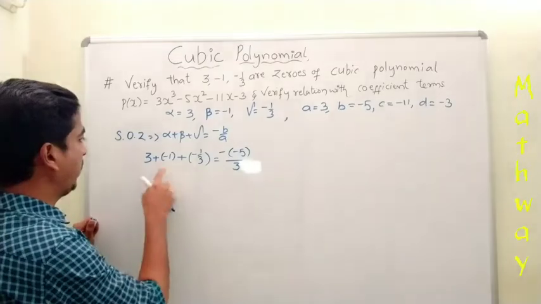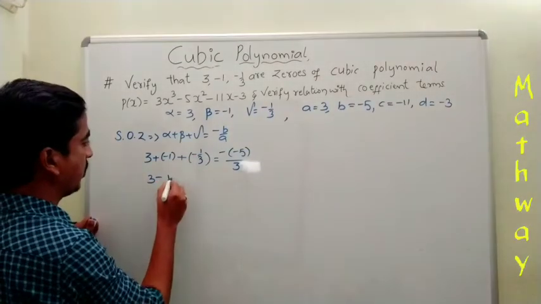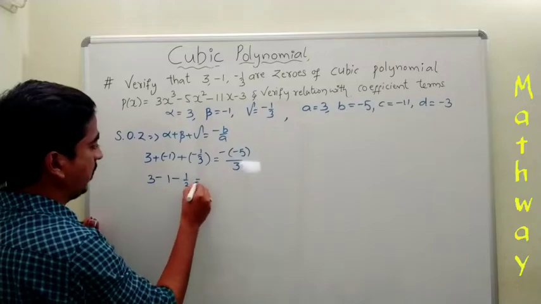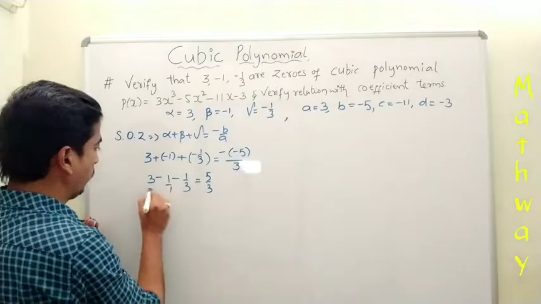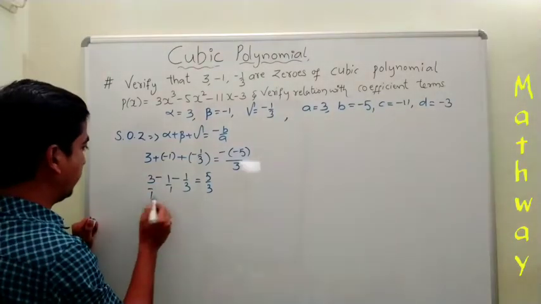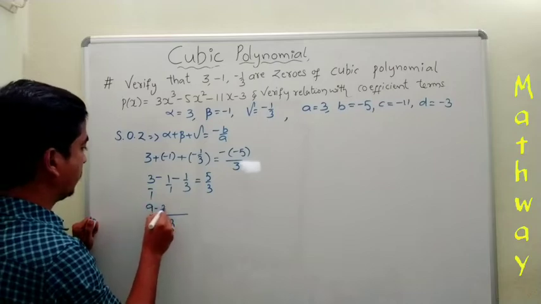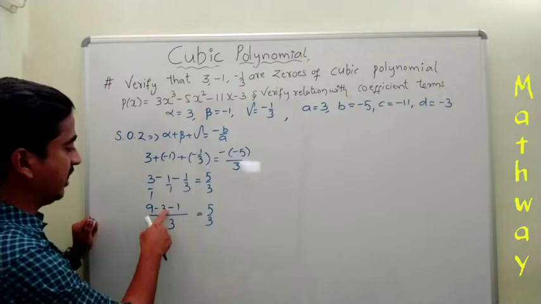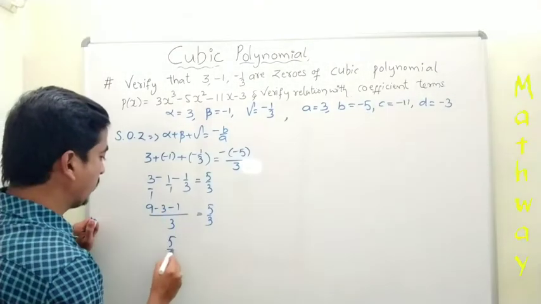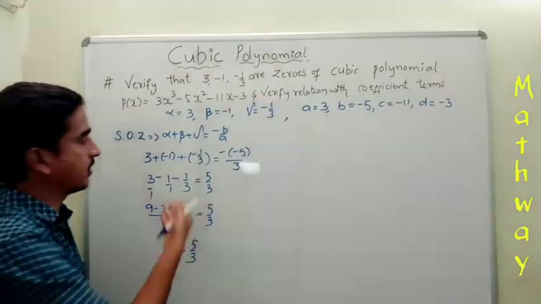So now let's simplify here. Plus into minus is minus, so it is 3 minus 1. Here also minus 1 by 3 equals, minus into minus is plus, it is 5 by 3. So by taking the LCM here, we can write 3 3s are 9, minus 3, minus 1, equals 5 by 3. 9 minus 3 is 6. 6 minus 1 is 5. So 5 by 3 is equal to 5 by 3. So it is verified. The sum is okay.